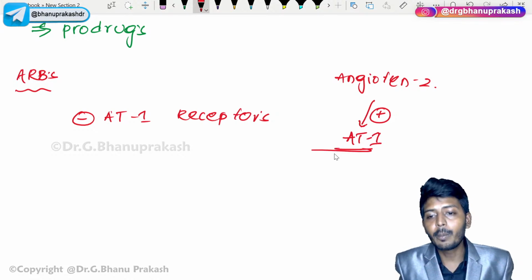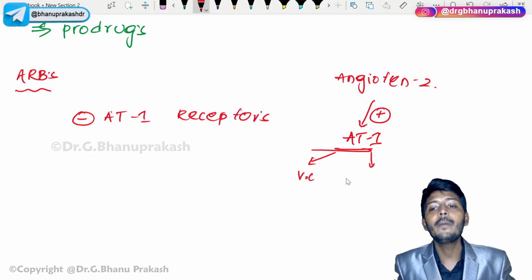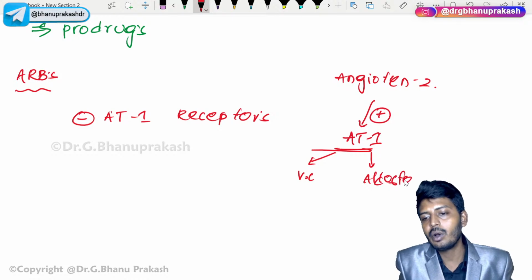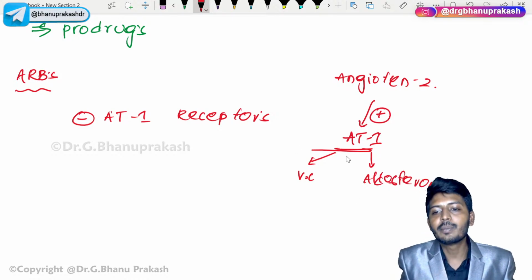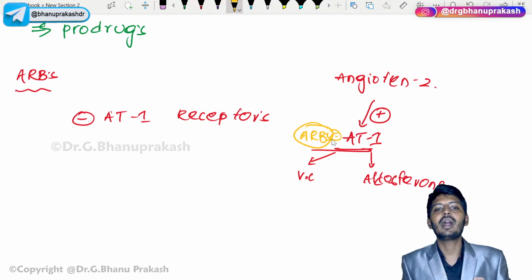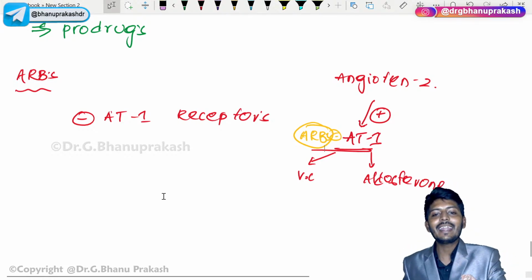Because of this AT1 activation, they will cause vasoconstriction and also production of which one? Very good, aldosterone. So both effects can be blocked by doing what? Yes, ARBs. ARBs are going to inhibit the action of angiotensin 2 at the AT1 receptor. So that is the mechanism of action.